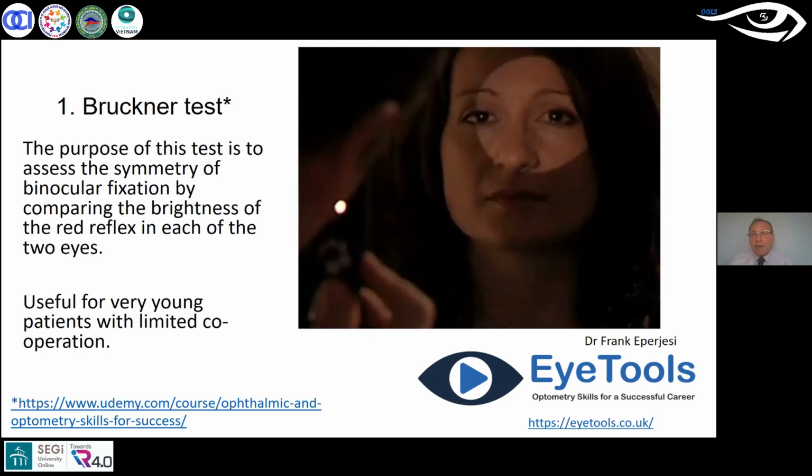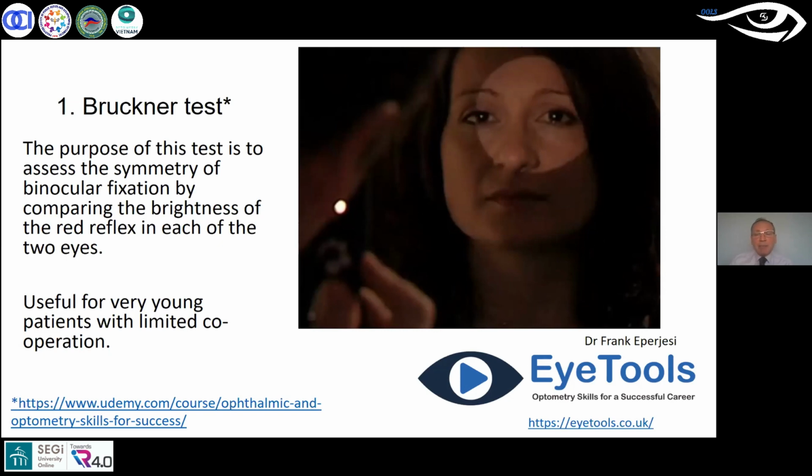It involves a direct ophthalmoscope. Many of us will already have direct ophthalmoscopes. And it's very useful on children, well, not just children, but any patient who finds it difficult to communicate with you or finds it difficult to cooperate with you.